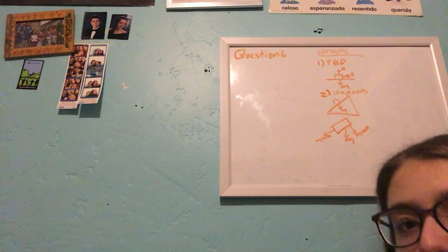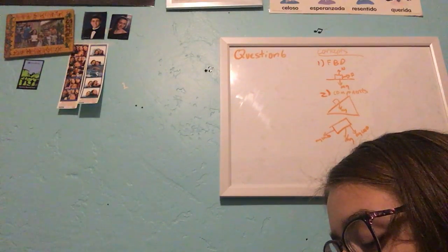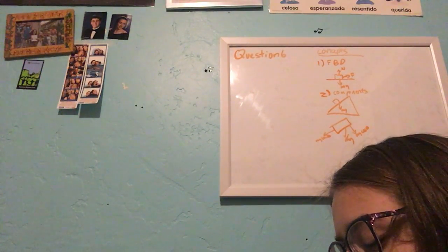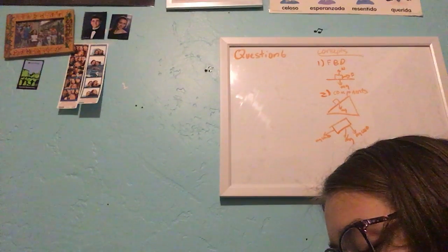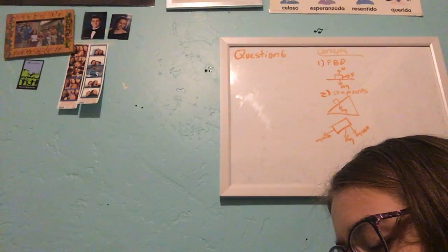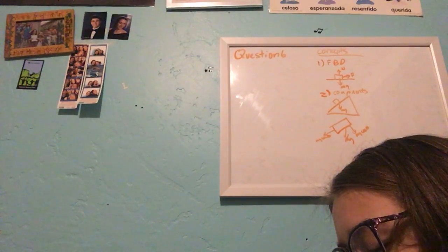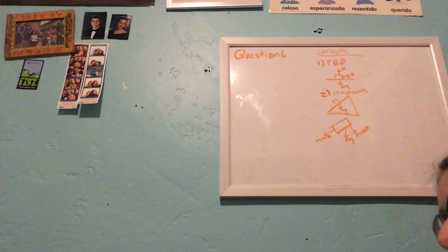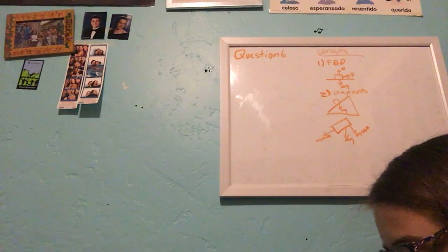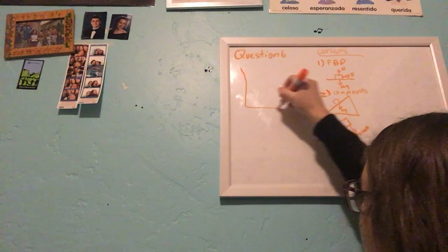A block of mass m1 is connected by a string to a sphere of mass m2. The block is on a frictionless plane inclined at an angle of 30 degrees, as shown in the figure above. The string passes over a pulley of negligible mass and friction, and the sphere hangs freely. Which of the following is always true if the block is accelerating down the incline? Okay, so first I'm just going to draw the picture so we can do the work.